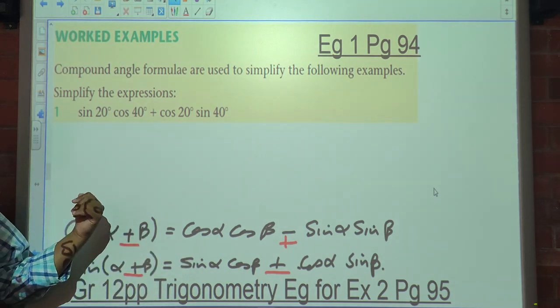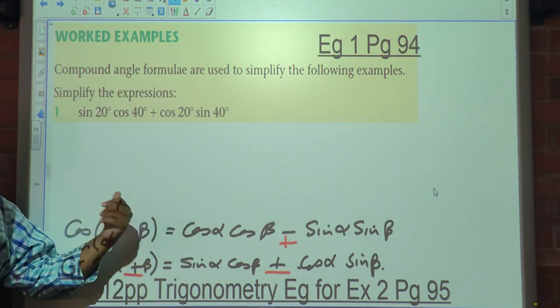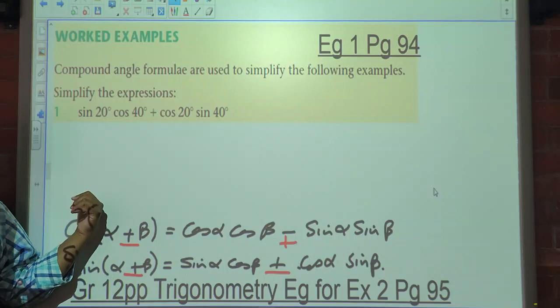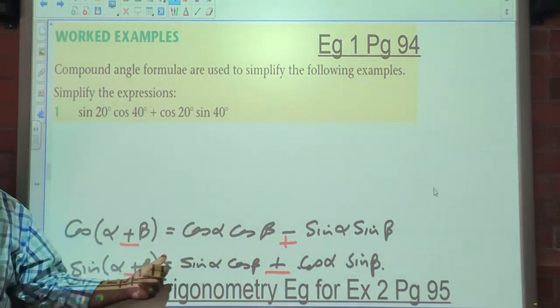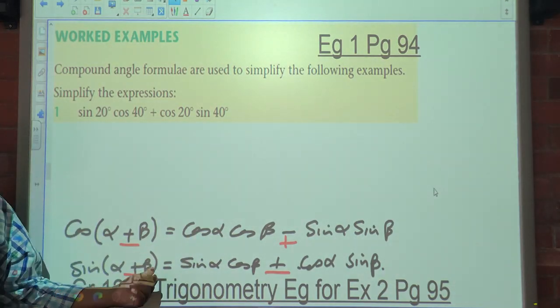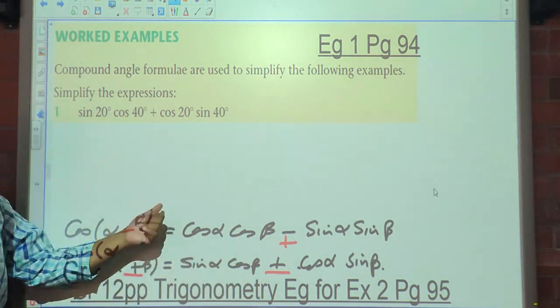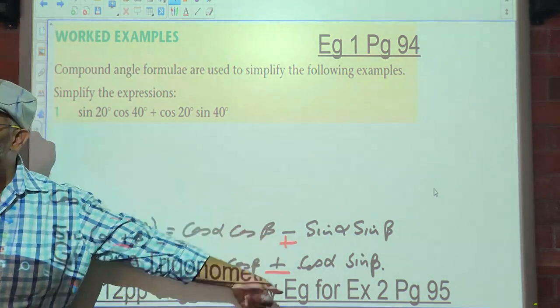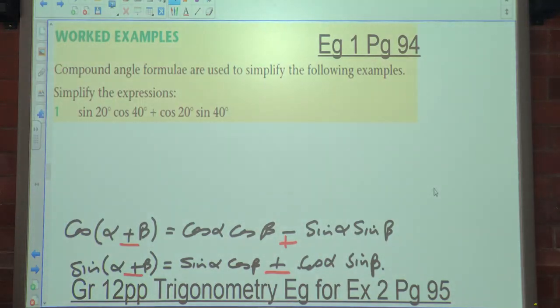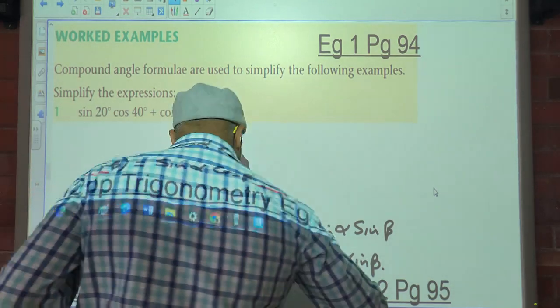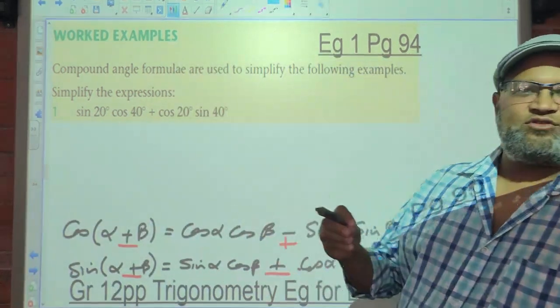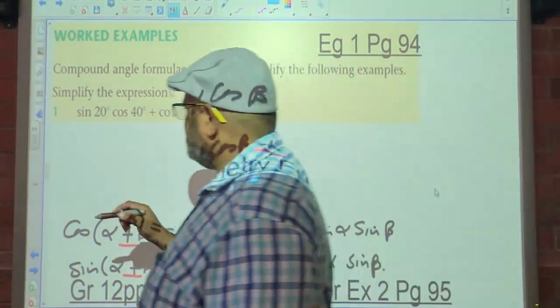For cos, it's a CC. Cos is CC, so it's the same ratios. Sine is opposite ratios, but the same sign. Here we got the same ratios but the opposite sign. Must be fair. You give some and you take some. You don't have to write this down, but I always tell you to write it down.